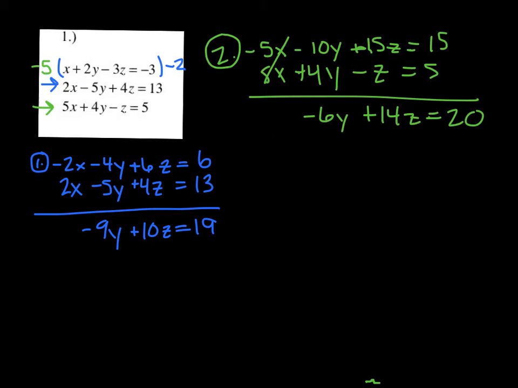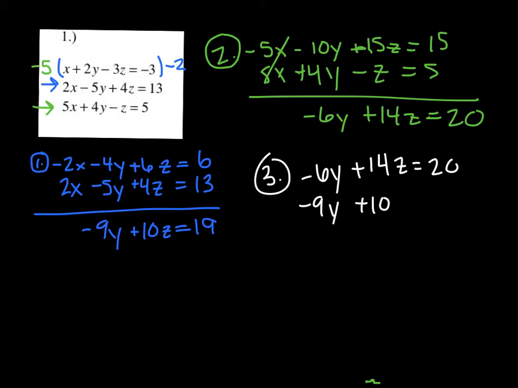So now we've used elimination twice, double elimination, to get two equations with two variables. Now it's just like everything we've ever done since Algebra 1: solve a system of equations with two variables. So I'm going to write both of those equations that I have just now worked for. Negative 6y plus 14z equals 20. And negative 9y plus 10z equals 19.